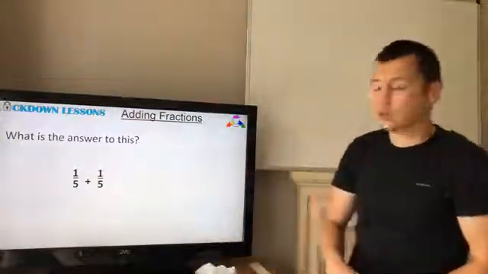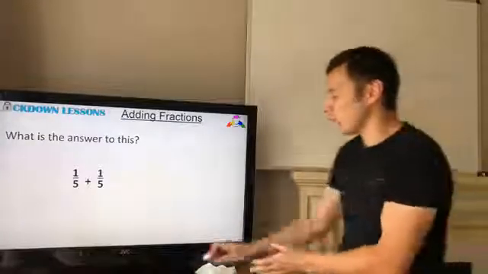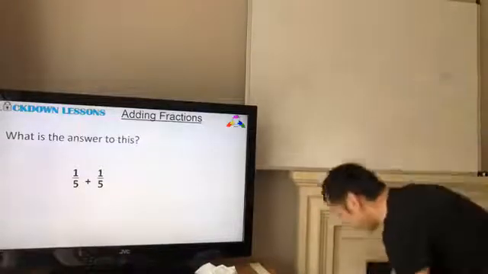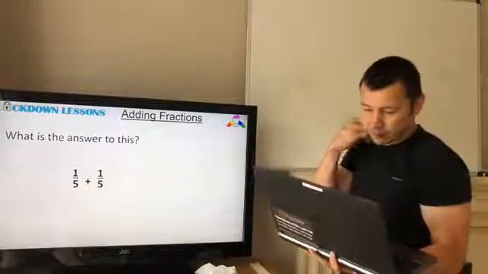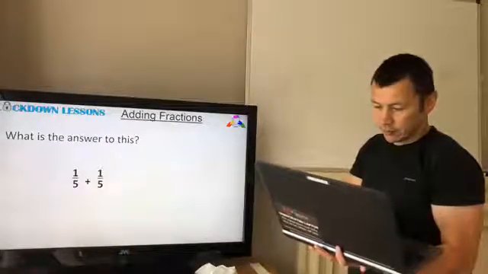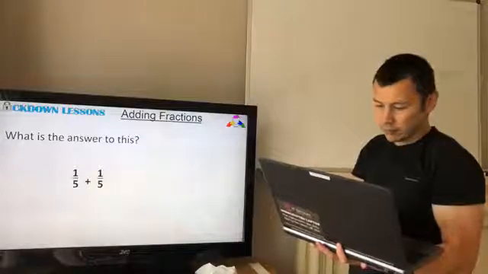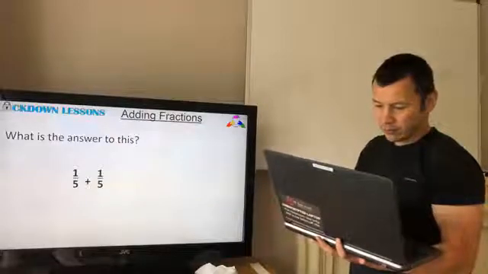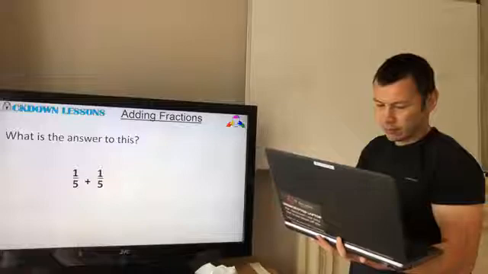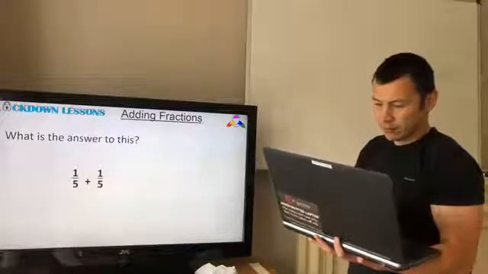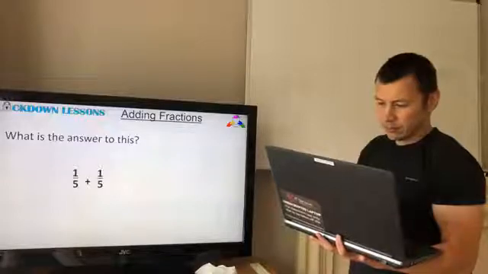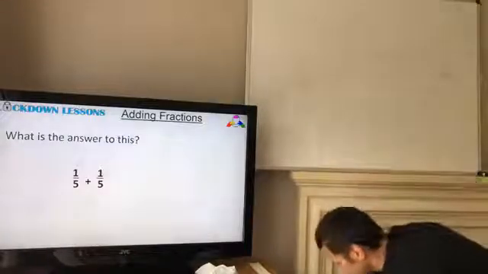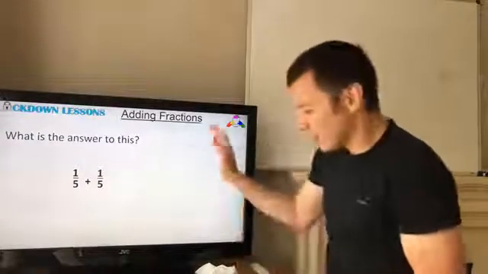Okay, what is the answer to this? 1/5 add 1/5. What do you think the answer will be to 1/5 add 1/5? Okay, brilliant answers, 2/5.